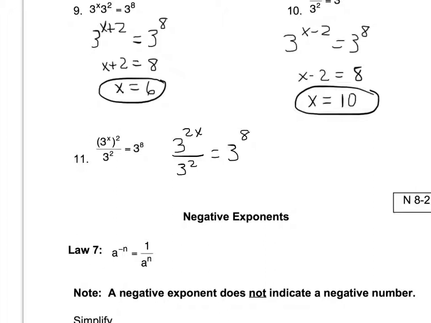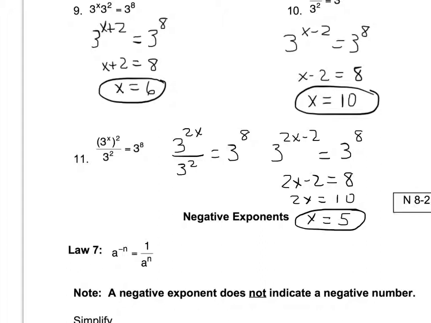So very much like what we just did on number 10, we are going to have to use that quotient rule, but that means now our exponent on the left side will be 2x minus 2. Remember, with the quotient rule, you subtract your exponents, and that would be equal to 3 to the 8th on the right. Now, if I set 2x minus 2 equal to 8, add 2 to each side, 2x will equal 10, and that means x will equal 5 after I divide each side by 2.